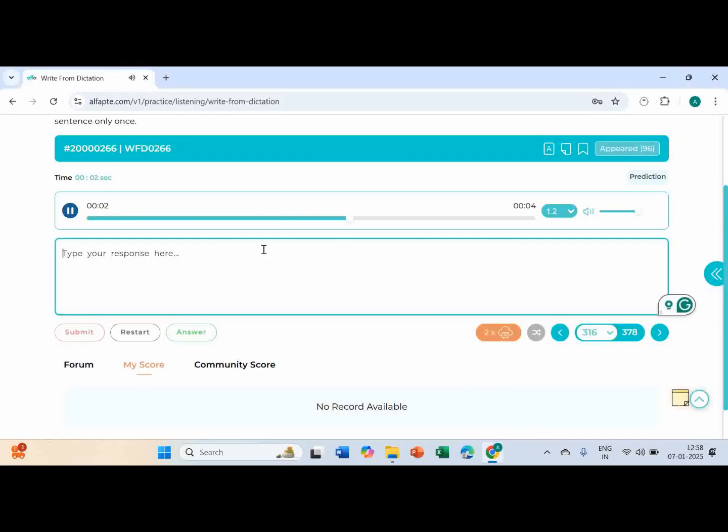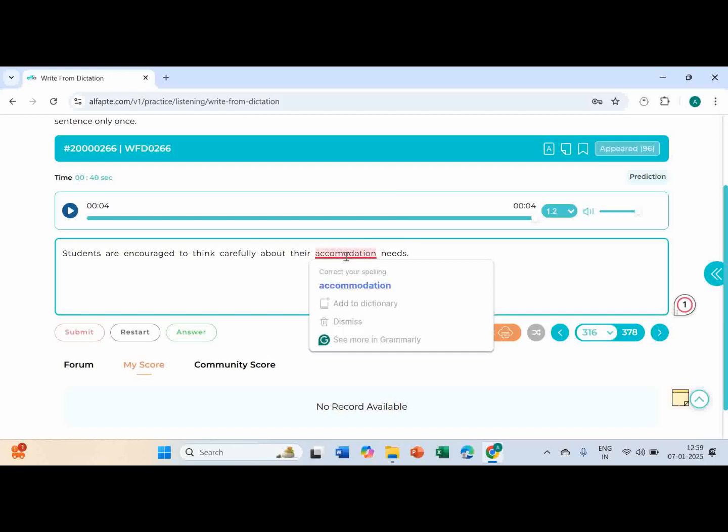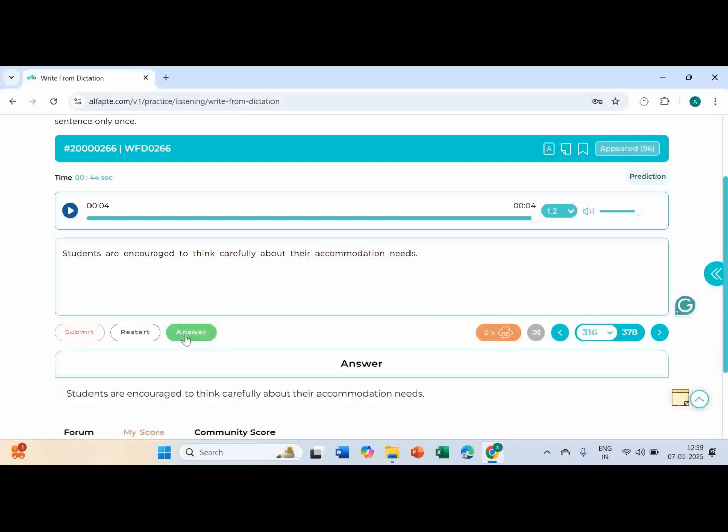Students are encouraged to think carefully about their accommodation needs. Students are encouraged to think carefully about their accommodation needs. So it should be double M. So let's check the answer first. Students are encouraged, check your spellings, to think carefully with double L about their accommodation. So double C and double M, DATION, accommodation needs.